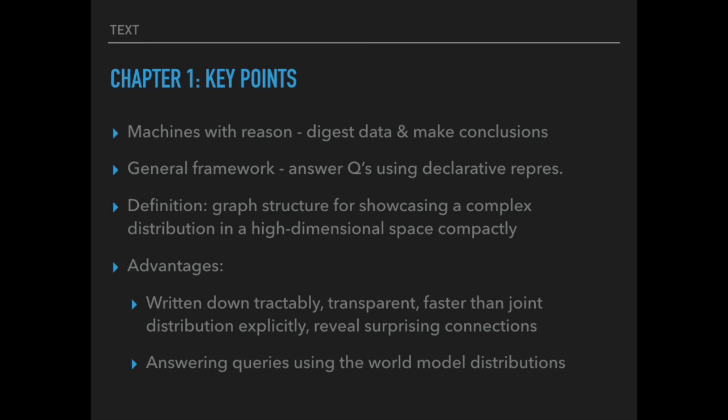So, what about representation, inference, and learning? How do you do that? Well, the advantage with a PGM is that you can write it down tractably using the graph-based notation. It's very transparent, and an expert can understand and evaluate it. Work can directly be done on the graph structure orders of magnitude faster than manipulating the joint distribution explicitly, and you can reveal surprising connections between variables and provide novel insights about a domain. And finally, you can answer questions using distributions about the model of the world that's found in the PGM. That is Chapter 1 of PGM.